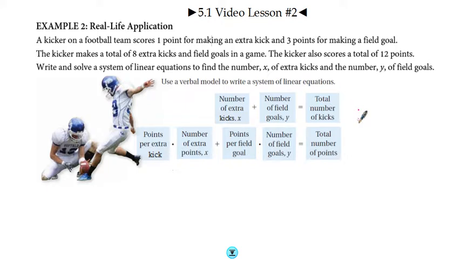Now, I'd like you to pause the video and read the story. And when you are ready to write the equation, press play. Okay?